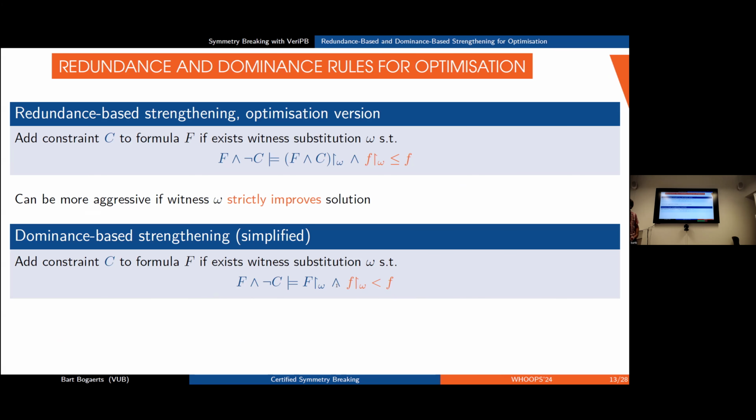Because if it doesn't, I can patch it up again and patch it up again and keep on doing this. And since we're in a finite setting, with only finitely many assignments, at some point I should find one that does satisfy C. This cannot go on forever. So if the witness, the patching up, strictly decreases our objective value, we're minimizing that, then we don't need to show that the constraint still holds after patching up.